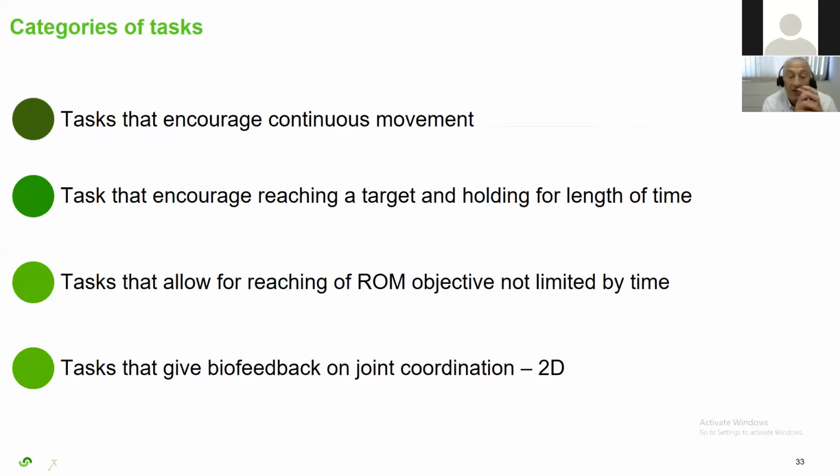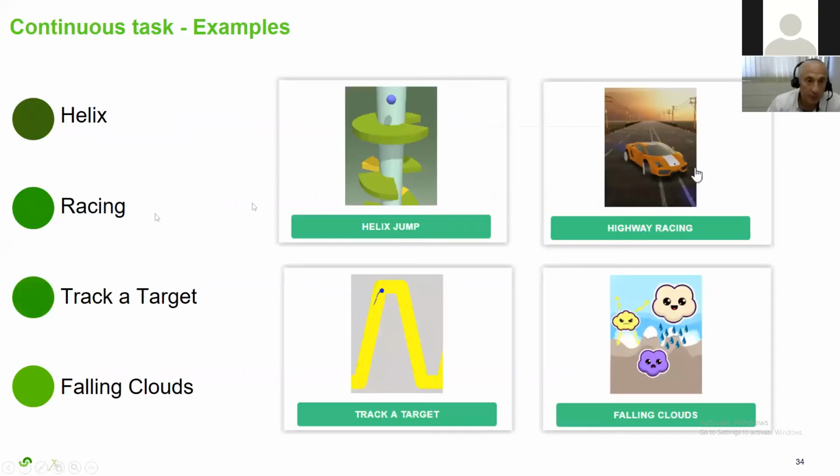And we have tasks that allow us to flip between the maximum range of motion in either a flexion or an extension, or from one side to the other. And we have tasks that give you feedback or movement biofeedback for two directions of movement. Now let's look at that in a bit more detail.